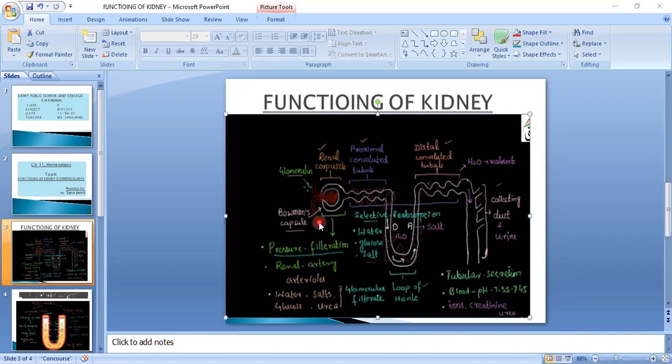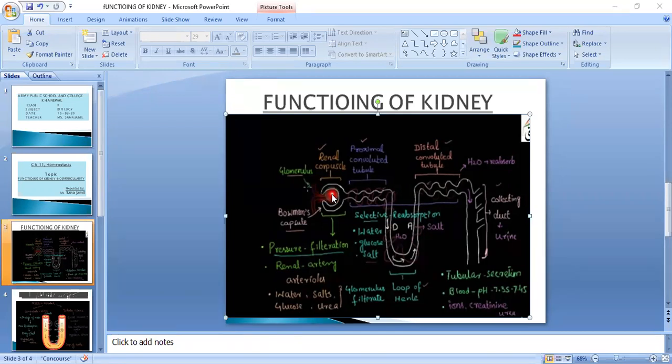What happens here? When blood enters the kidney via the renal artery, it goes to many arterioles, and then to the glomerulus, the network of capillaries. The pressure of blood is very high, and so most of the water, salts, glucose, and urea contents are forced out in this part.